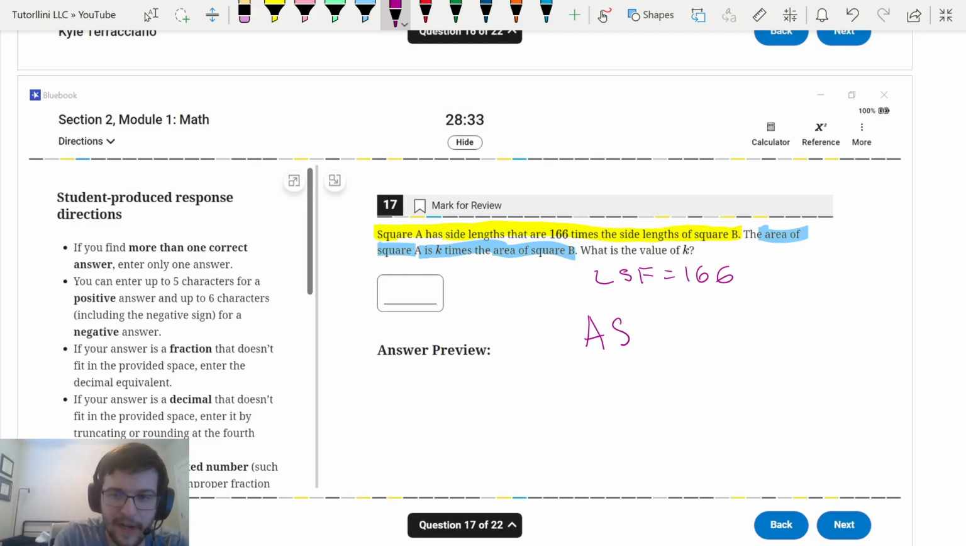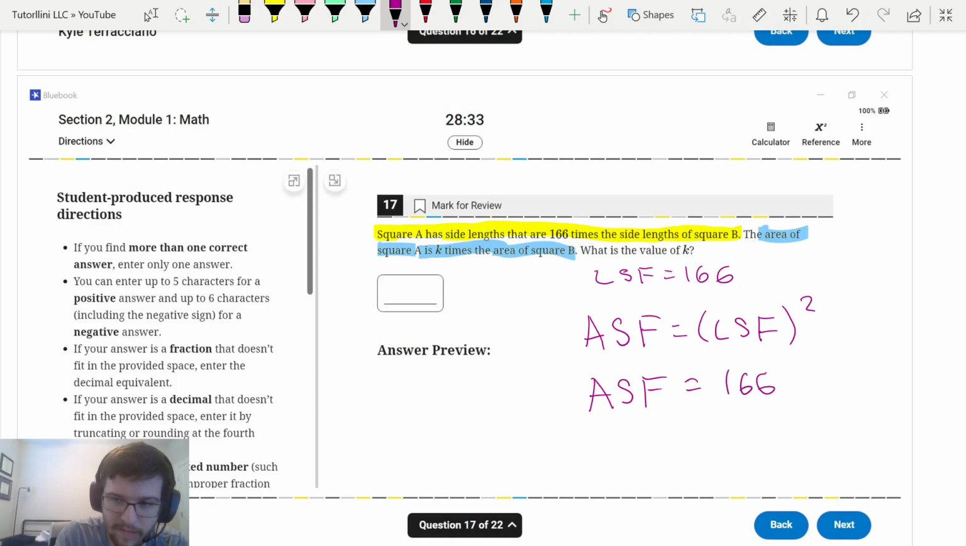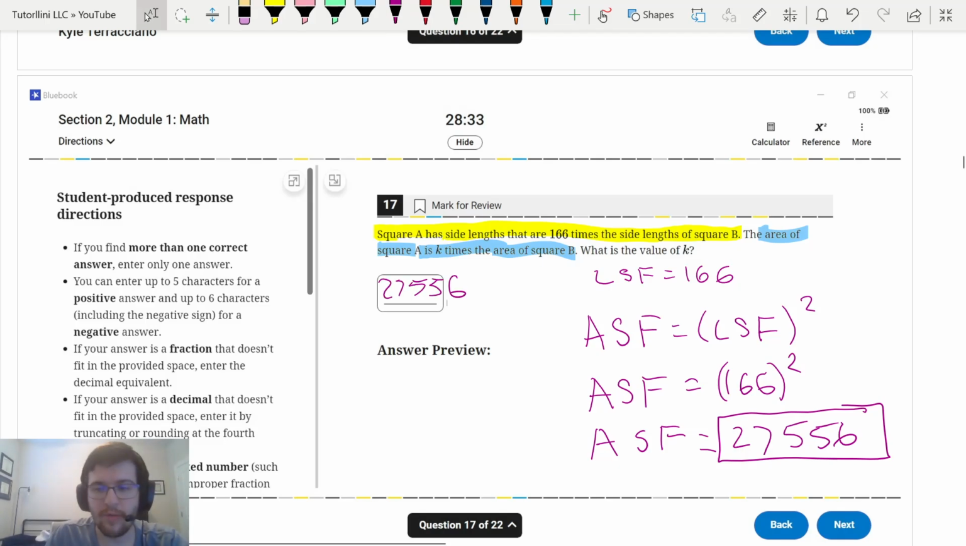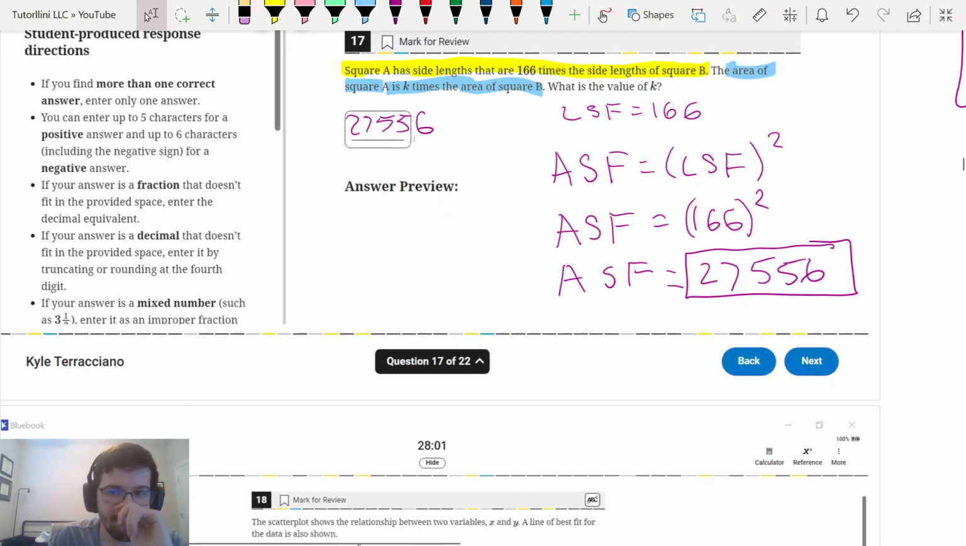So the area scale factor is the linear scale factor squared. So the area scale factor is 166 squared. Put that in a calculator, and you get 27,556. So we could say square A is 27,556 times the area of square B.